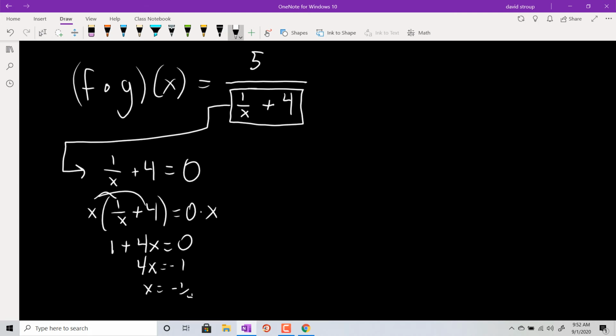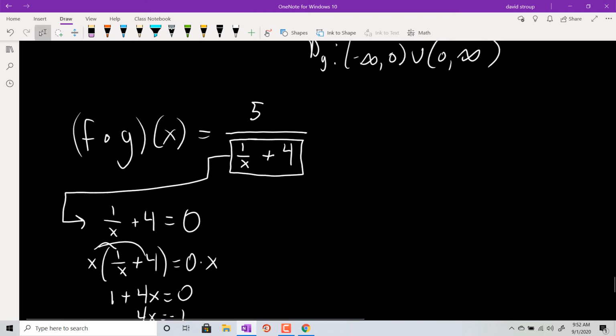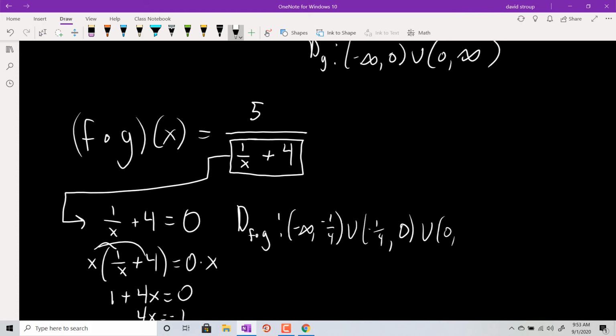So I can't let x in our domain be negative 1/4 either. So I'll have to exclude that from the domain. So the domain now of f of g will be everything except 0 and negative 1/4. So I'll be going negative infinity to negative 1/4, union with negative 1/4 to 0, and then union with 0 to infinity.